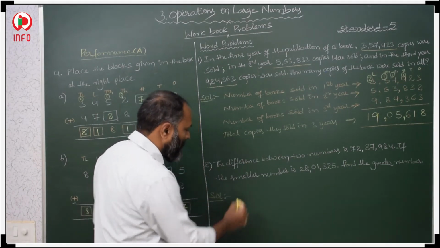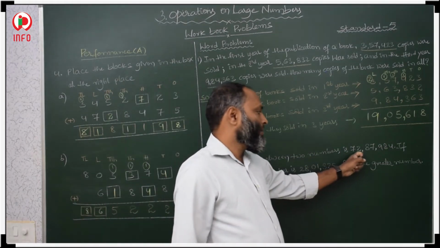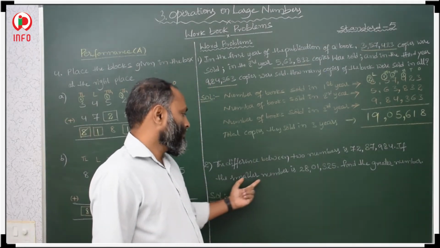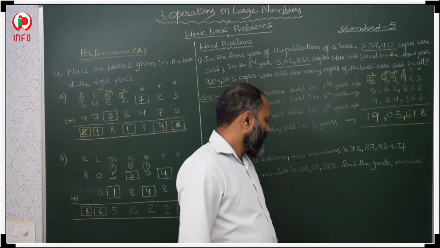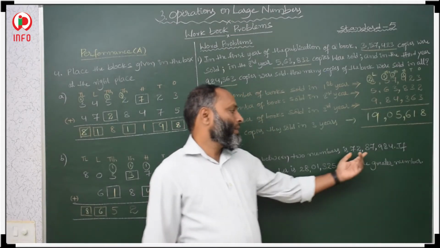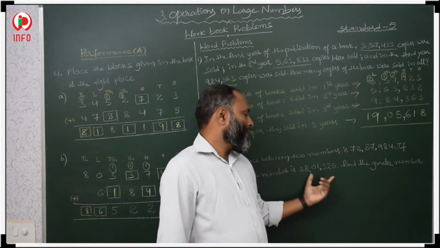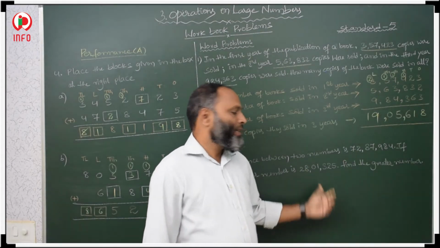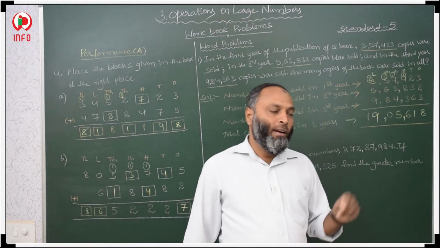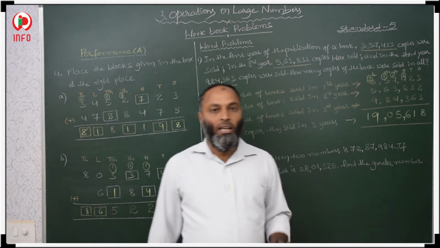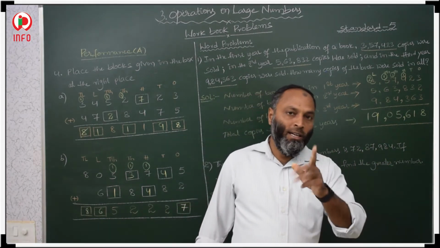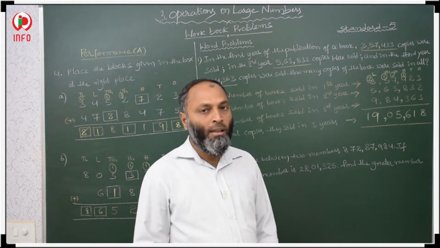Now, second word problem. The difference between two numbers is 72,87,984. The smaller number is 28,01,325. Find the greater number. Here the difference is given, and this is the subtrahend. The difference and the subtrahend are given, and he is asking for the minuend. When he asks for the minuend, we have to add the difference and the subtrahend. If we add the subtrahend and the difference, then you will get the minuend, which means the bigger number.